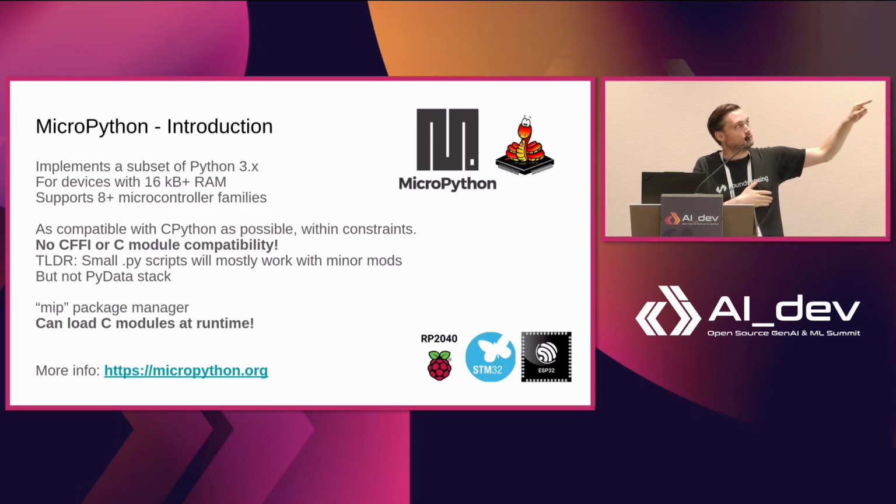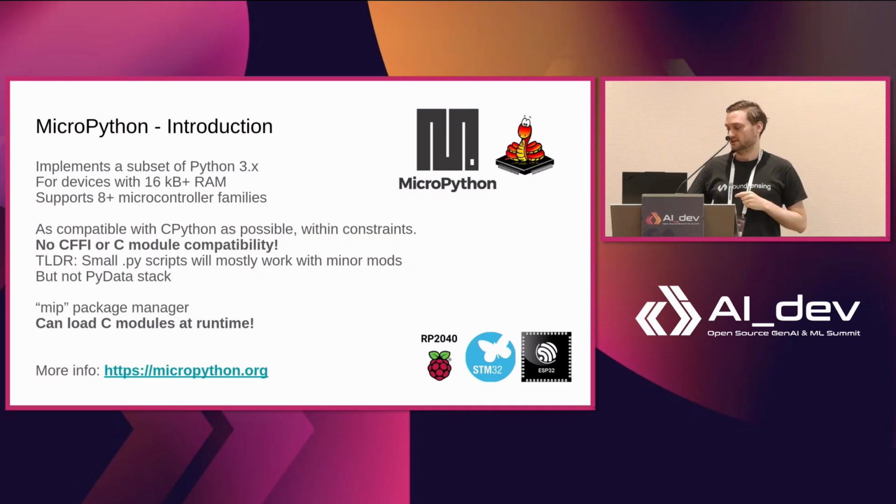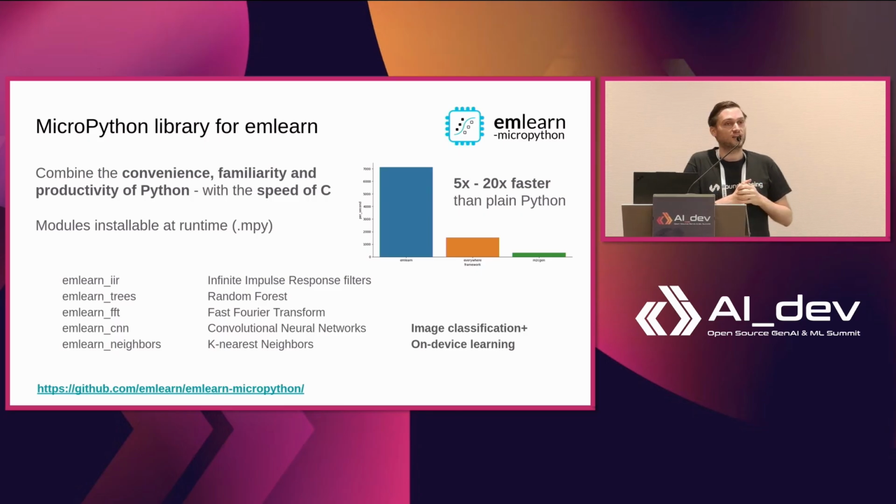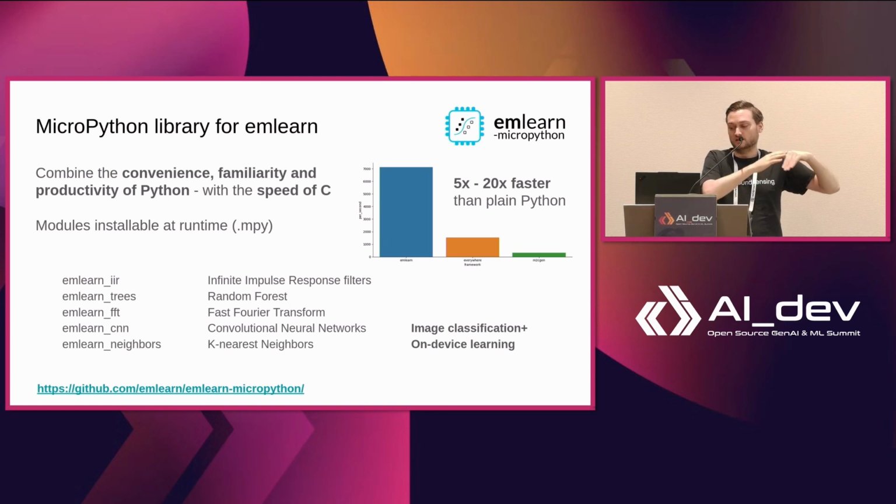One super cool thing with MicroPython is it has a package manager, which can of course install Python packages onto your device, but you can also install C modules at runtime, and this is very unique in the embedded space. So emlearn then provides a MicroPython library, actually a set of independent modules, which are implemented in C, but provide a convenient Python interface. So as an application developer, you just deal with Python, but it's very efficient, both in terms of space and execution time.